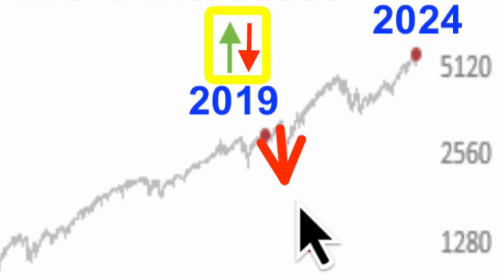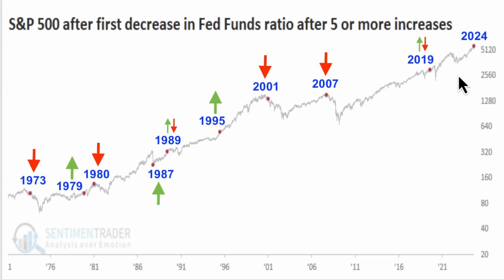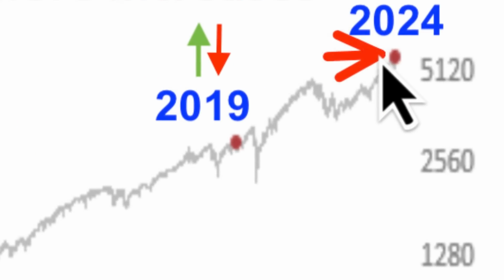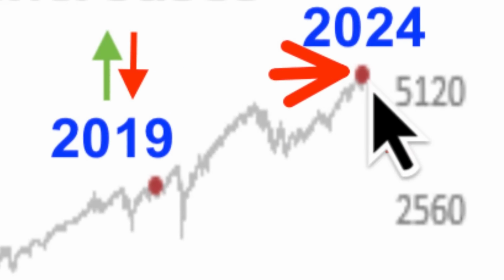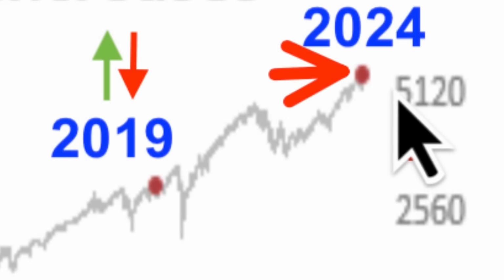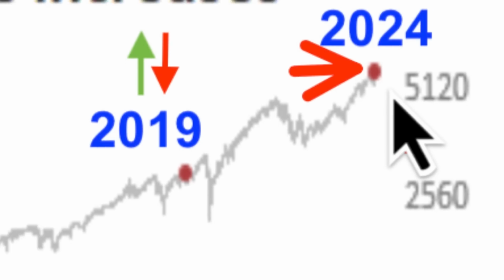That was the COVID crash, as we know. So the question you're probably wondering is, okay, but which path is more likely to happen now that we have a Federal Reserve rate cut this year in 2024? As you can see, this is the most recent occurrence of the Federal Reserve cutting rates after having raised them 5 times or more in the past.